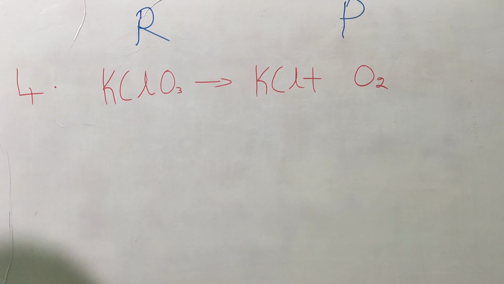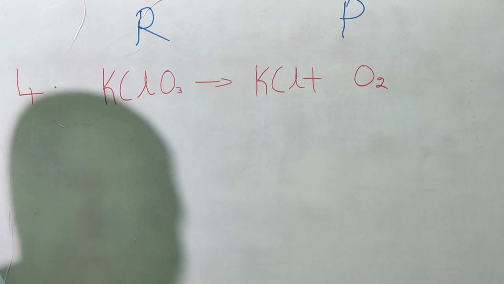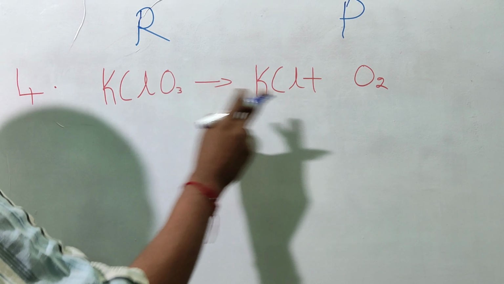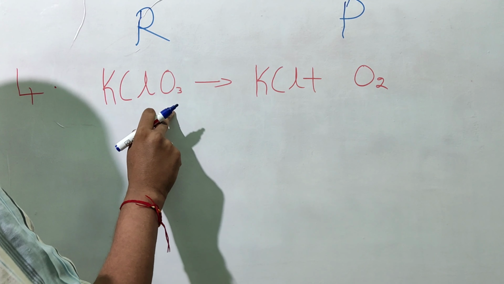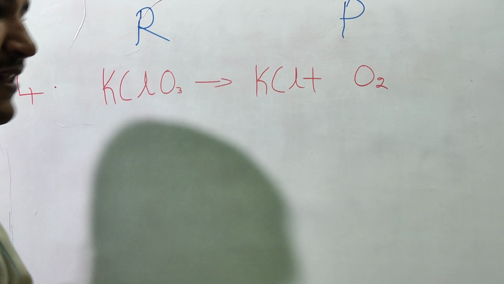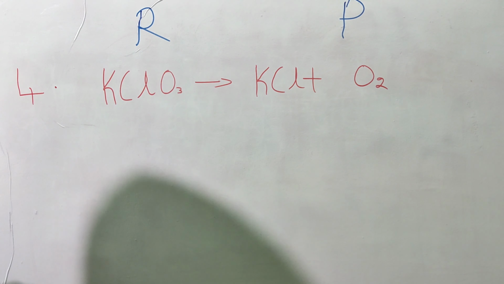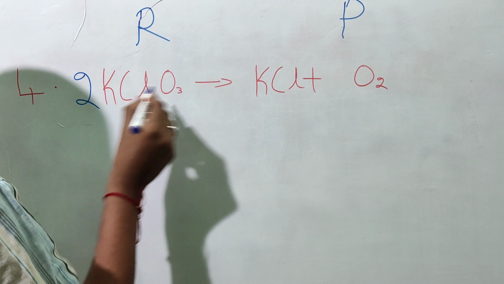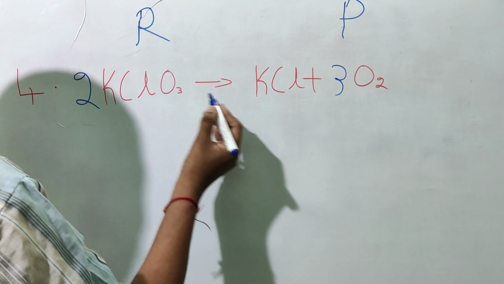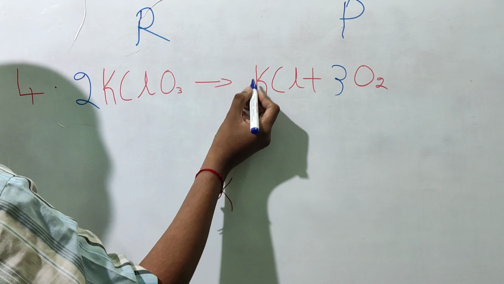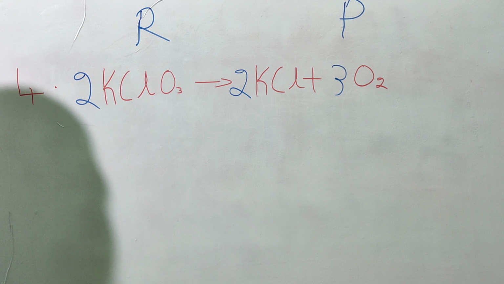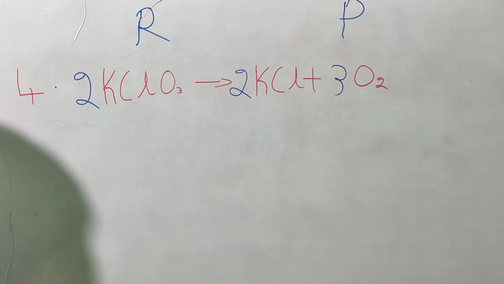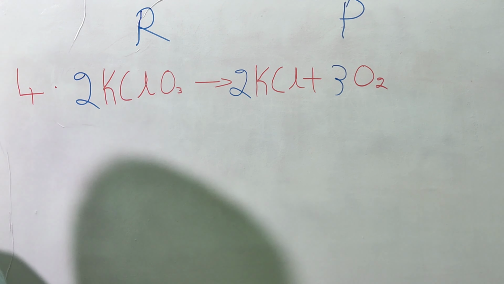Next equation is KClO3 gives rise to KCl plus O2. In this problem, metal is potassium, non-metal is chlorine. Both are balanced, but oxygen is in odd numbers this side and even number that side. See, we have used one trick in the previous problem. Cross multiply, that is enter 2 this side and 3 this side. Now check, KCl is 1 this side, so make it 2 here. Now check, potassium is 2 on both the sides, chlorine is 2 on both the sides, and oxygen atoms are 6 on both the sides. This is the required balanced chemical equation.